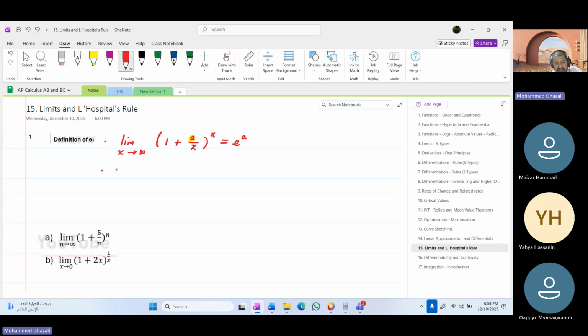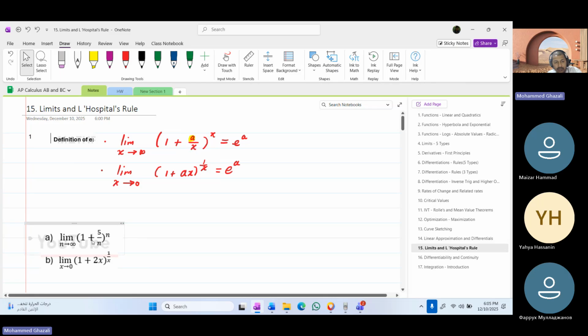So this is one. The second definition, by doing some transformation, is the limit as x approaches 0 of 1 plus ax, to the power 1 over x, is equal to e to the power a. Okay, so these are the two definitions of e.